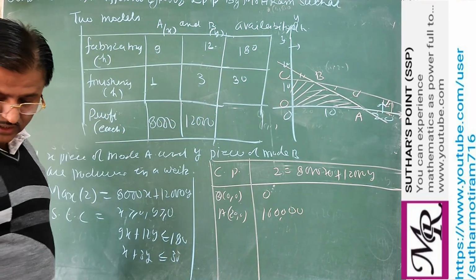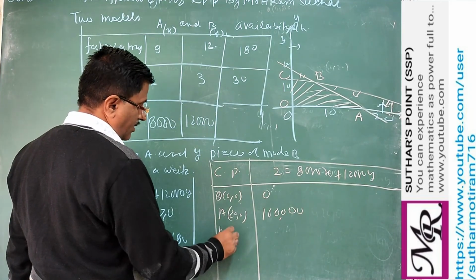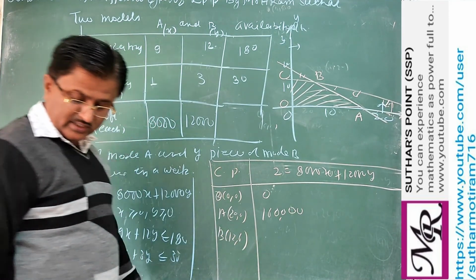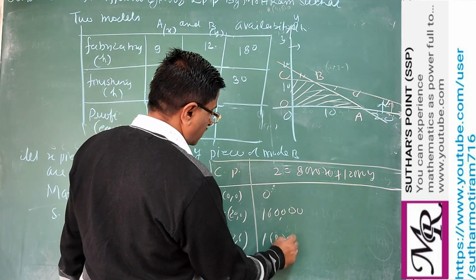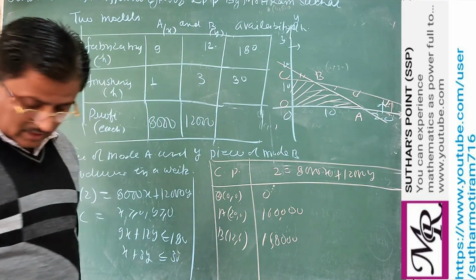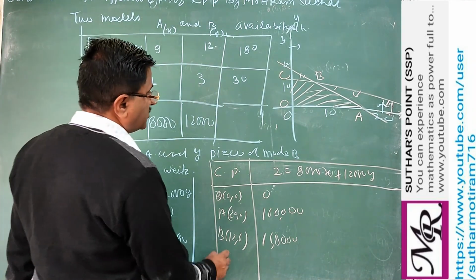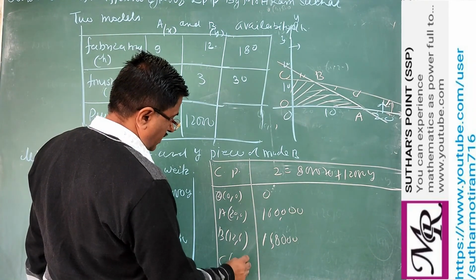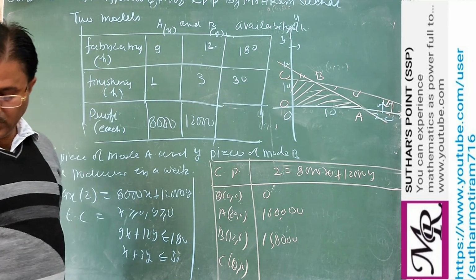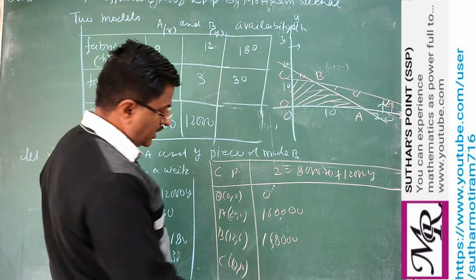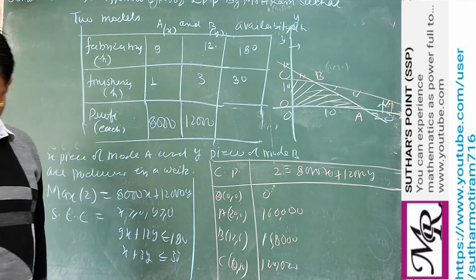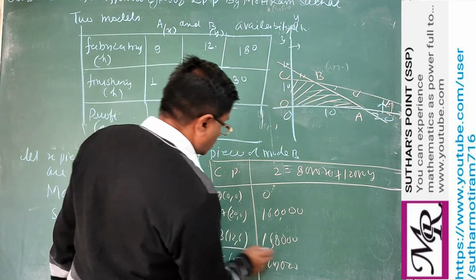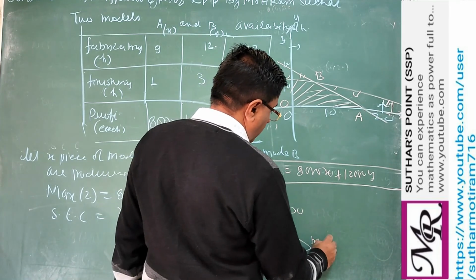And B's coordinates are 12, 6. If you put in 12 and 6, then it is 1,68,000. Then we have C, 0, 10. If you solve this, it will be 1,20,000. So profit should be maximum, that is 168,000. So dear student, this is the maximum.